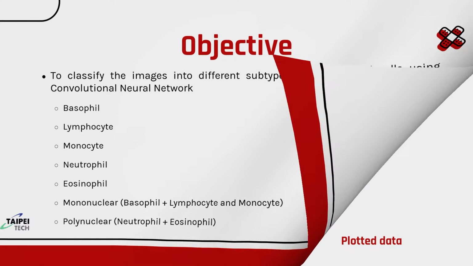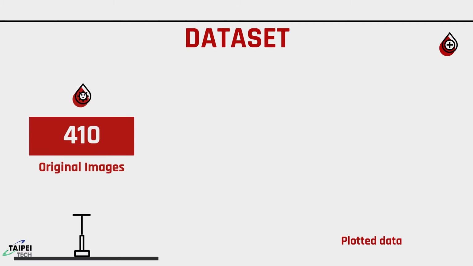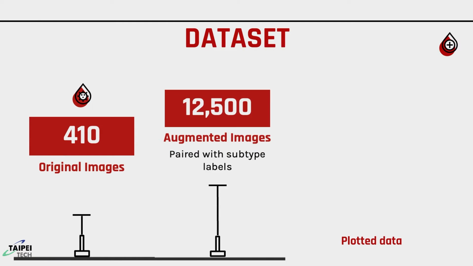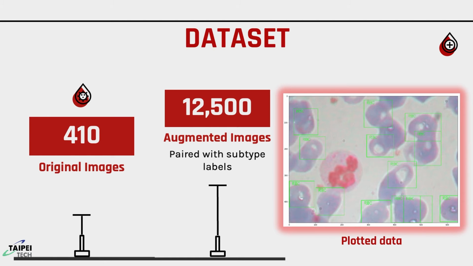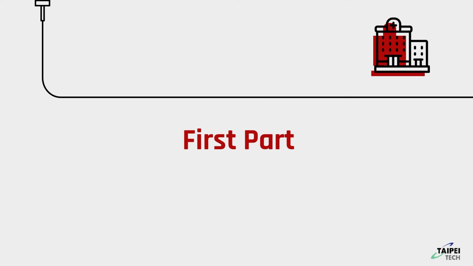An important problem in blood diagnostics is classifying different types of blood cells. Here we have 410 original images and 12,500 augmented images of blood cells paired with subtype labels basophil, eosinophil, lymphocyte, monocyte, and neutrophil. We want to automatically classify each image according to the subtype of cells within it. The first approach will be to classify individual blood cells.